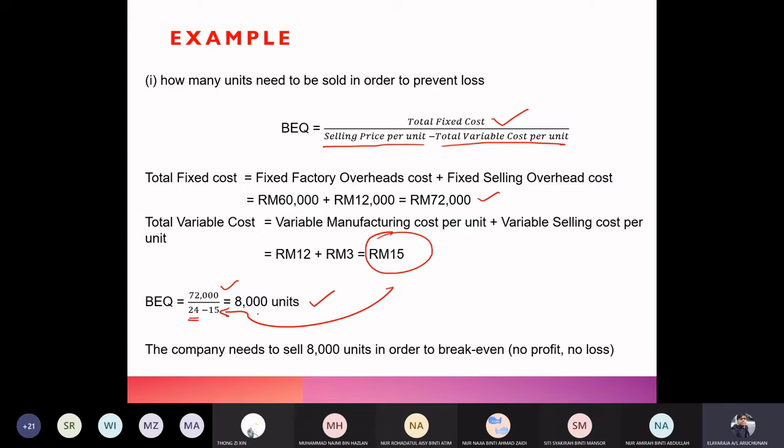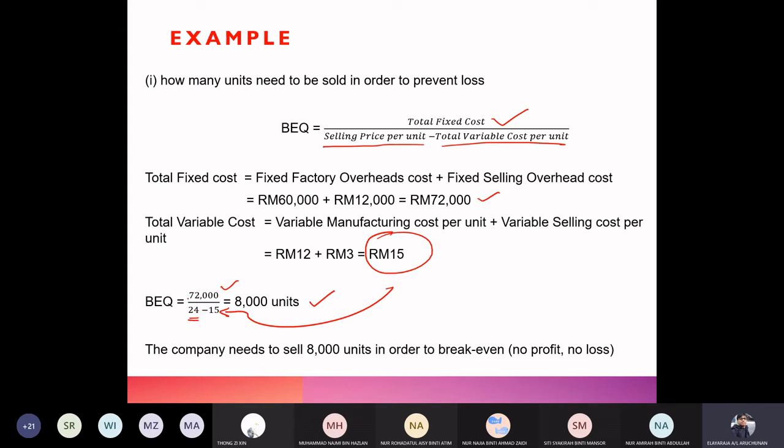Now this is 8,000. That means producing 8,000 units is just nice, a safe situation where the company does not incur any losses. So this 8,000 is the break-even quantity.